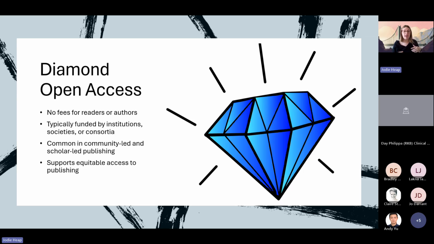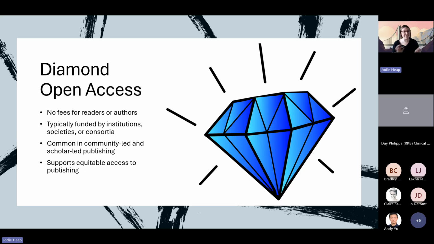They're quite common in community-led and scholarly-led publishing, and they're very pro supporting equitable access to publishing. We don't want to, you know, penalise people who don't have giant funding pots to pay for article processing charges. Part of the reason I think we call it diamond open access is because diamonds used to be, before all the lab grown elements, quite rare. And so diamond open access is not super common.